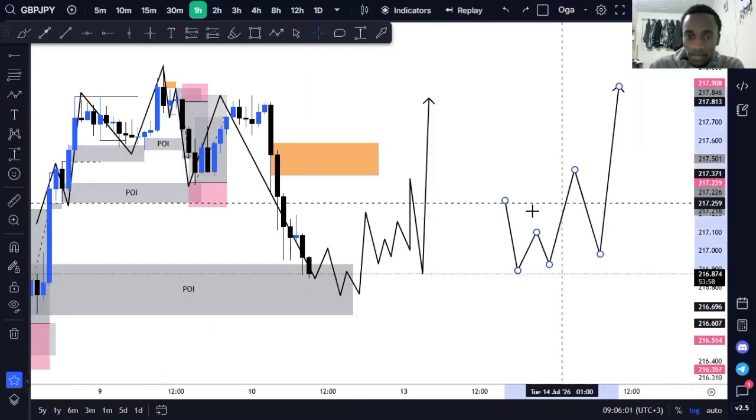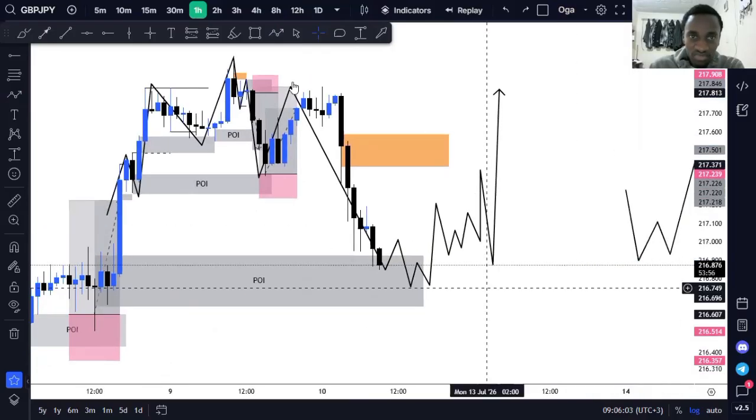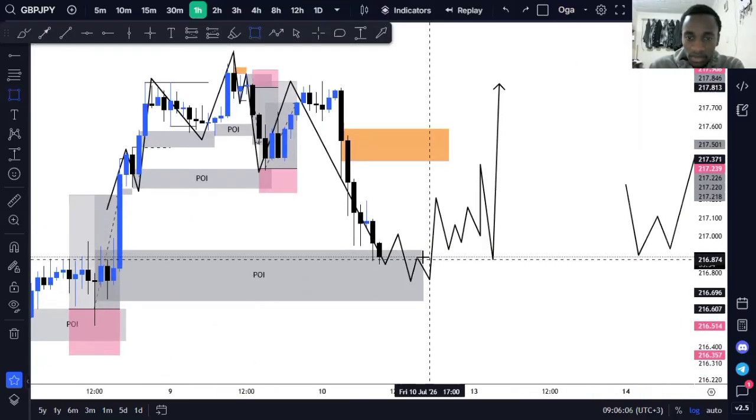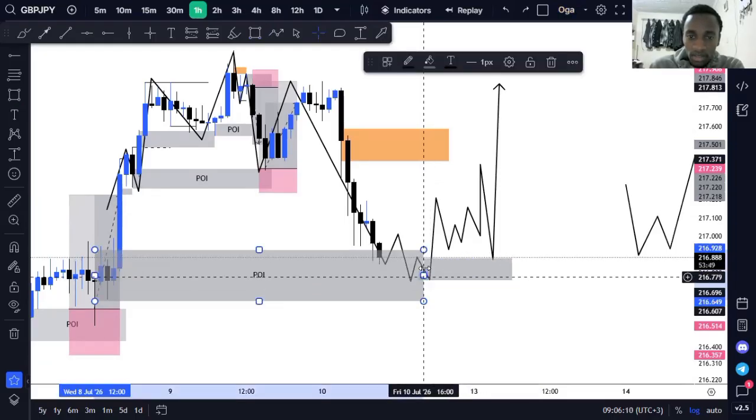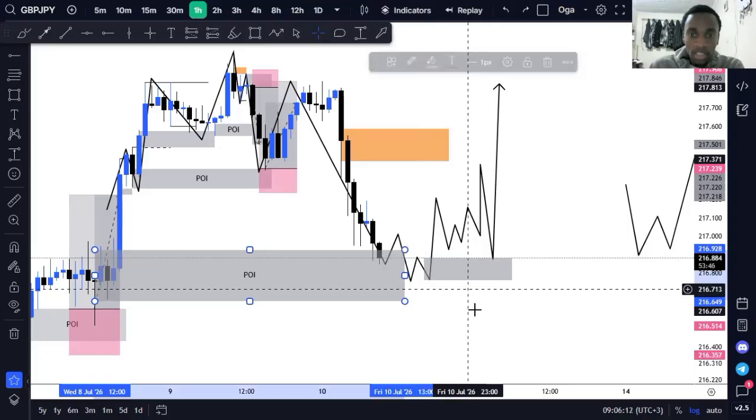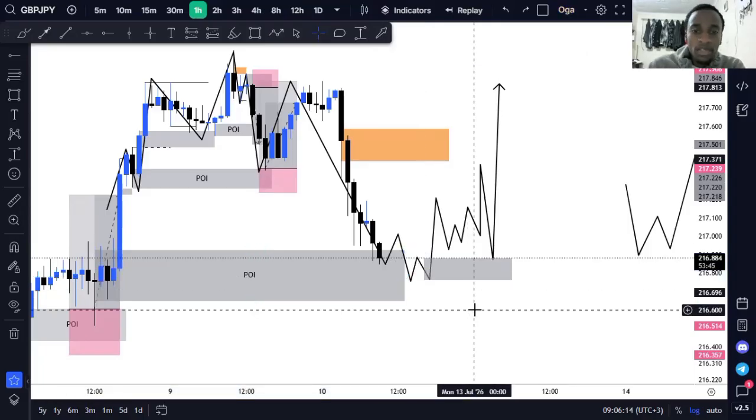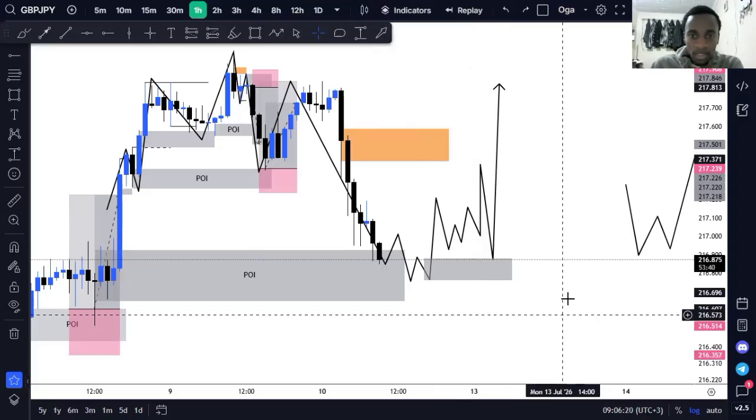So if it doesn't give me something that looks like this, the one I've just drawn here, I won't take any trade. It has to be like this. If it doesn't, I just leave it. So that's it.